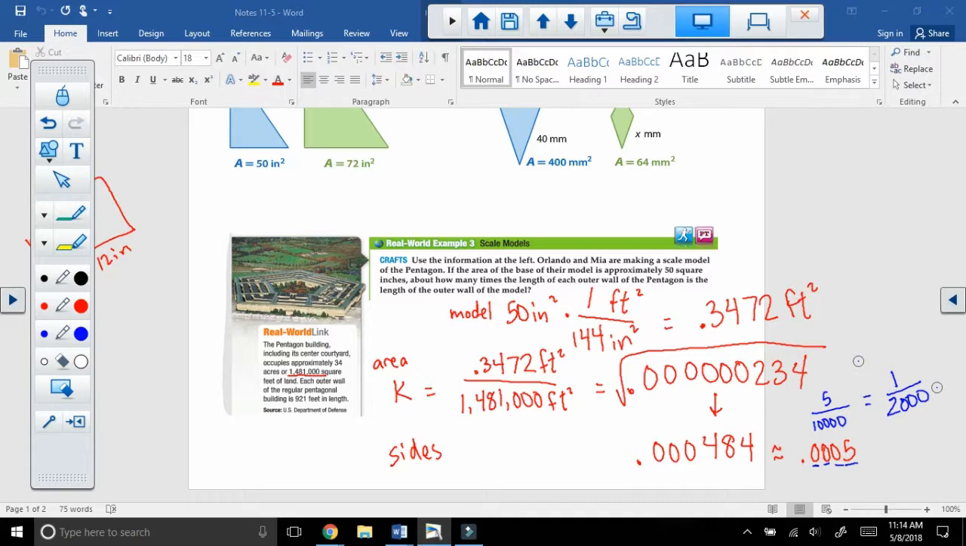So in other words, what is the ratio of one to the other? This is 1/2000th of the real thing. So for every 1 inch, that would be 2,000 inches. For every 1 foot, it'd be 2,000 feet. For every 1 millimeter, it'd be 2,000 millimeters.